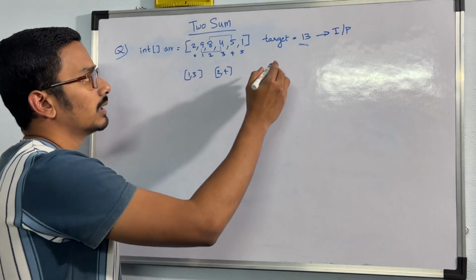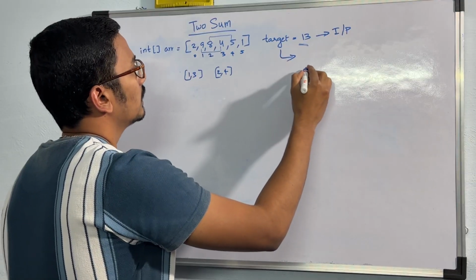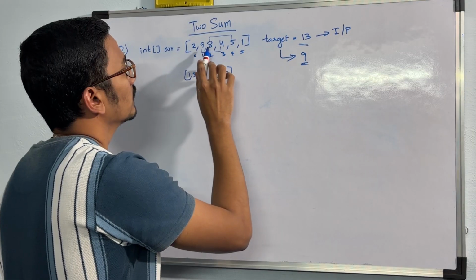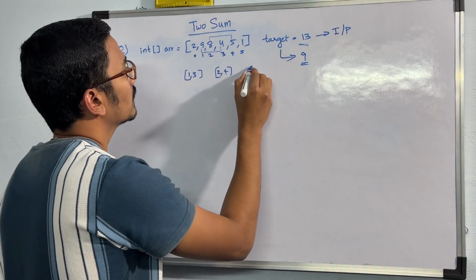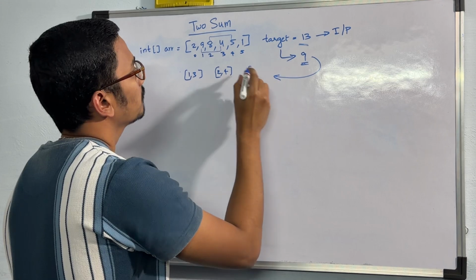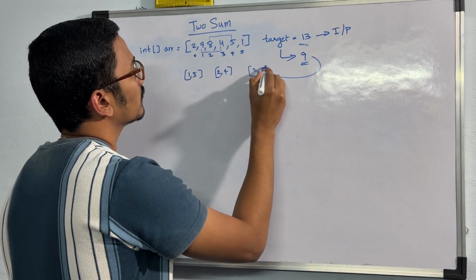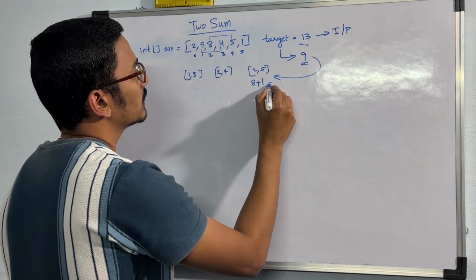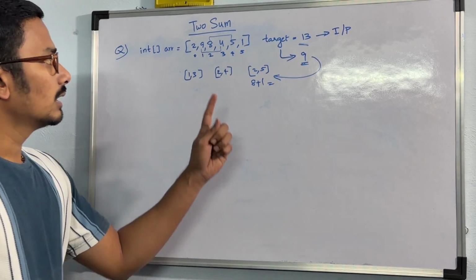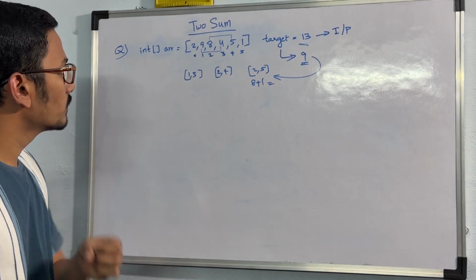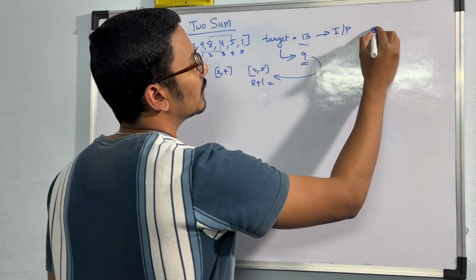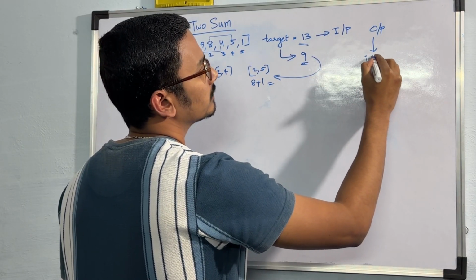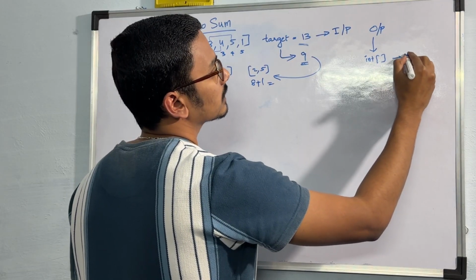Let's say, for example, the target they have given is a different value, let's say 9. So 8 plus 1 is 9. In this case we have only one combination, so for 9 the answer will be index 2 and index 5, because index 2 has value 8 plus index 5 has value 1, which equates to 9. So that is the problem statement. The output data format should be an int array, which contains indices.